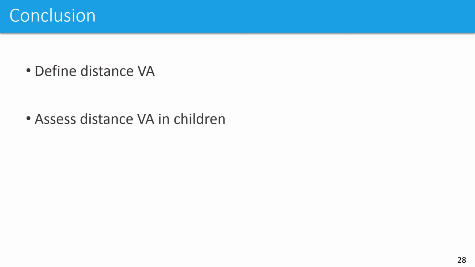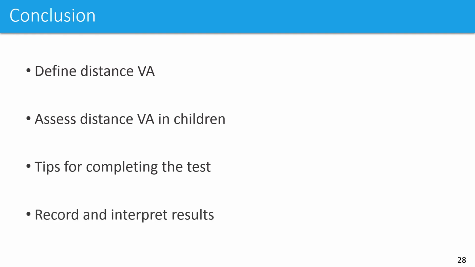To summarize, in this module we learned how to define distance visual acuity and interpret results, how to assess distance visual acuity in verbal and nonverbal children, and tips for completing the test, and finally how to record the results on the datasheet.